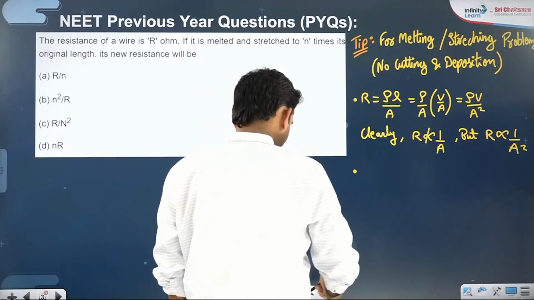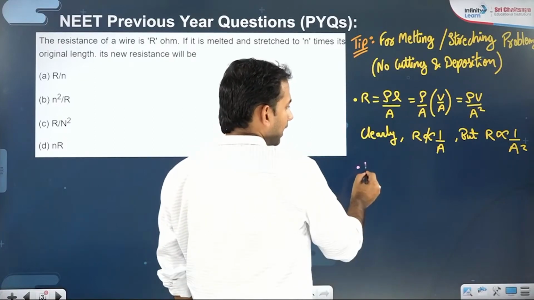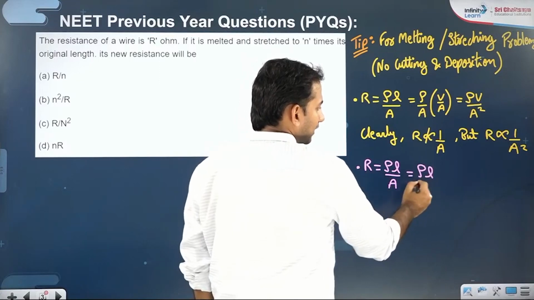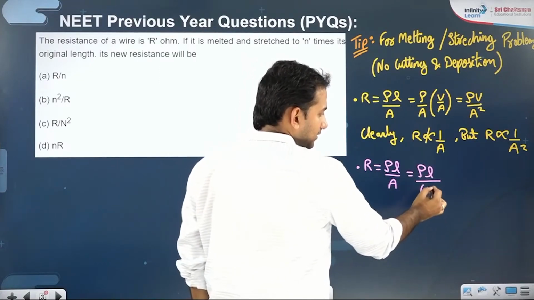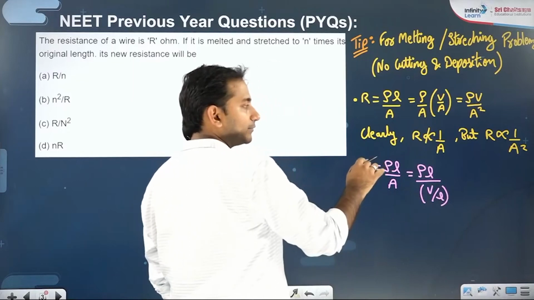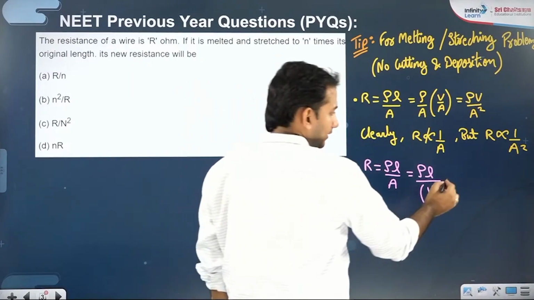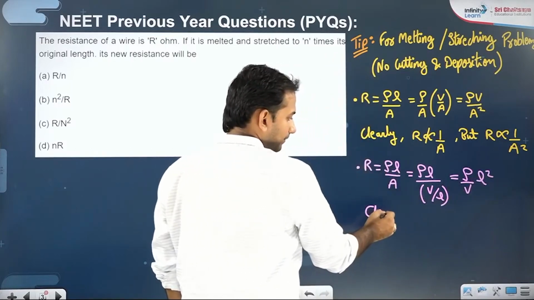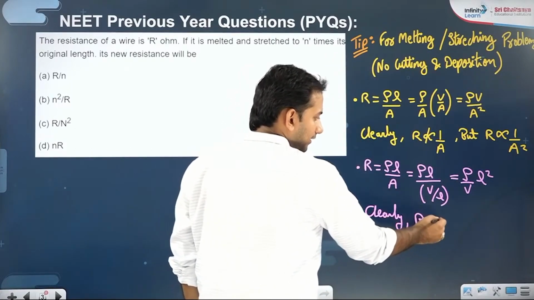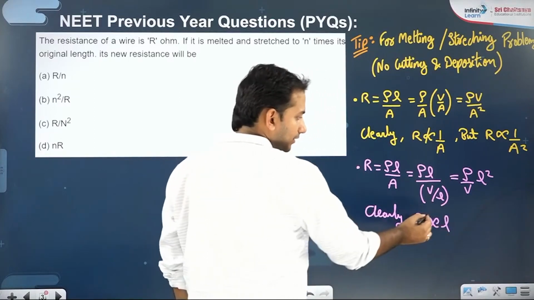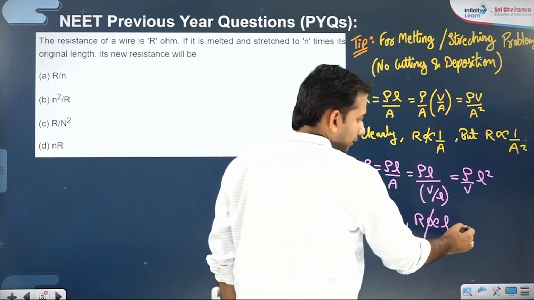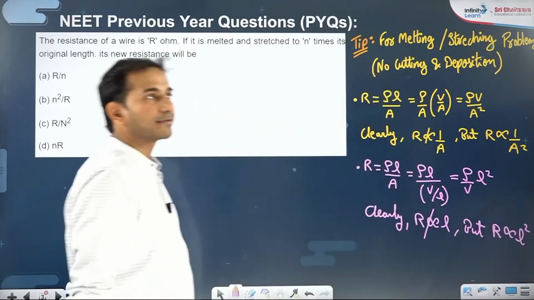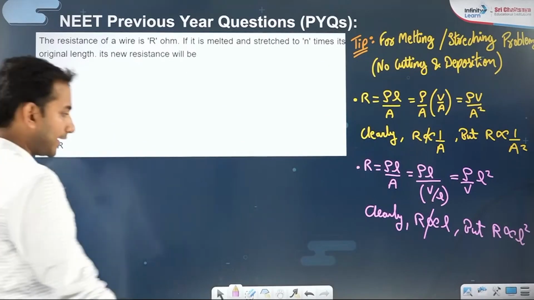Similarly, we can also say R can be written as rho L by A. Now this time I will express area. Area can be written as volume by length. So that will be rho L square by V. So clearly, for general problems resistance is directly proportional to length, but here resistance is not directly proportional to length. For these type of problems, resistance is directly proportional to L square.